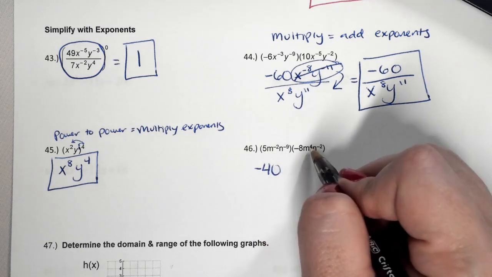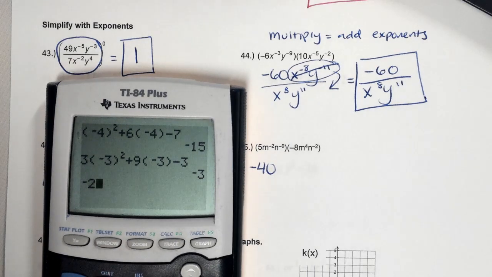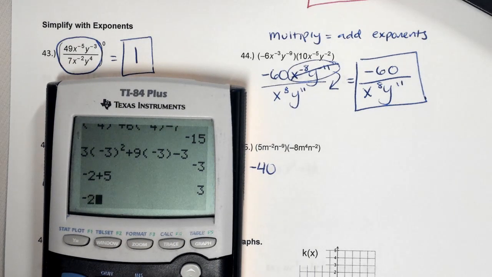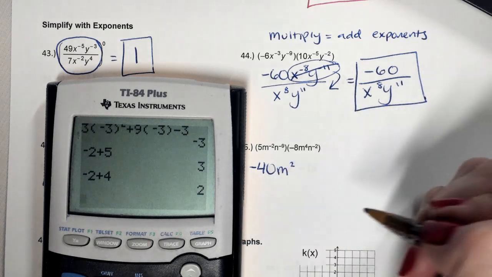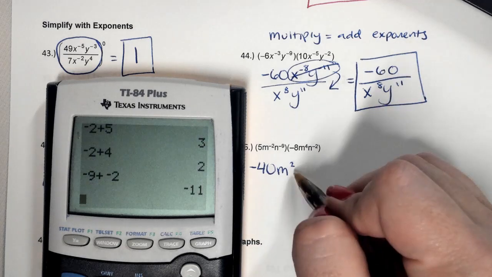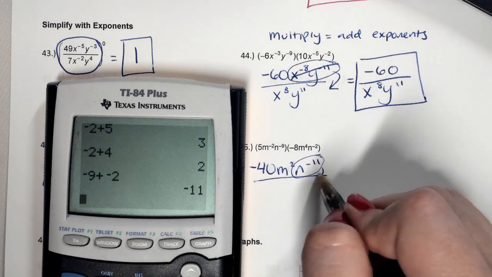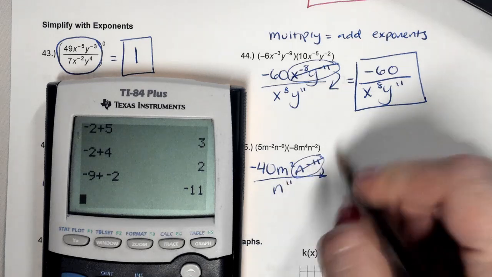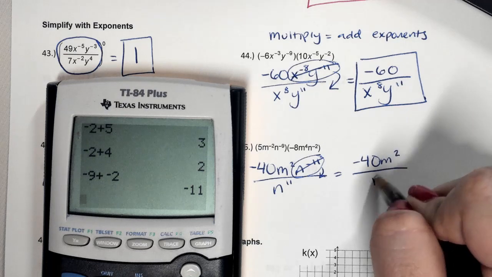Okay, negative 2 plus 4. Well, if you struggle with negatives, please use your calculator. Negative 2 plus 4, not 5. Negative 2 plus 4 is 2. So that becomes m to the 2. So we don't need to move anything. And then negative 9 plus negative 2 is negative 11. So the only thing I need to move this time is just n. And so I get negative 40 m squared over n to the 11.